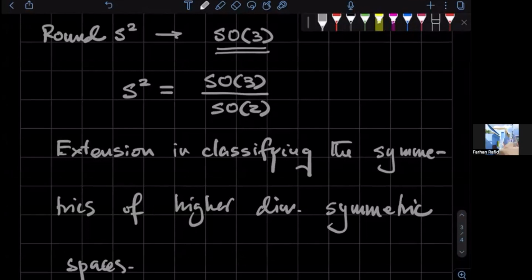So is SO2 the rotational symmetry in 2 dimensions? Yes, SO2 is the rotational symmetry in 2 dimensions.